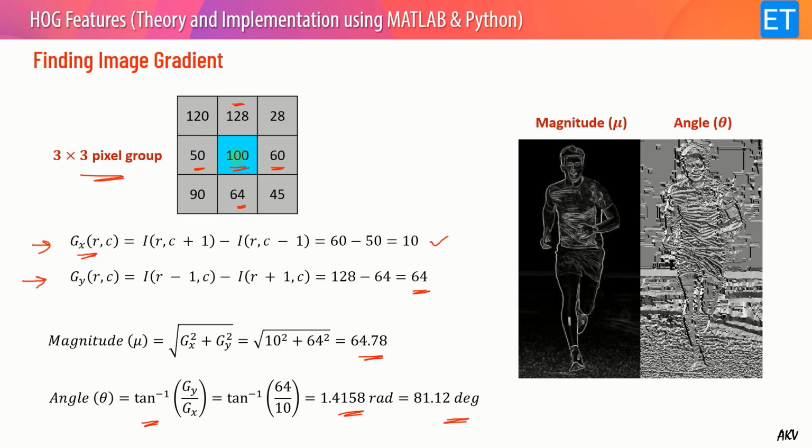So for each pixel, I will calculate all these magnitudes and orientations. In this way, I will compute these two matrices. One represents the magnitude and the other represents all the possible orientations in this image. So this is how I can find the image gradient.